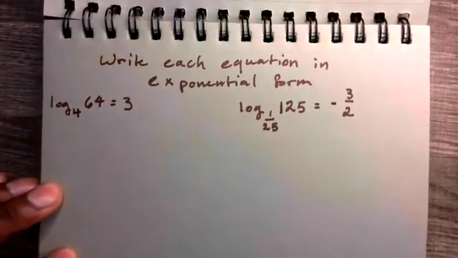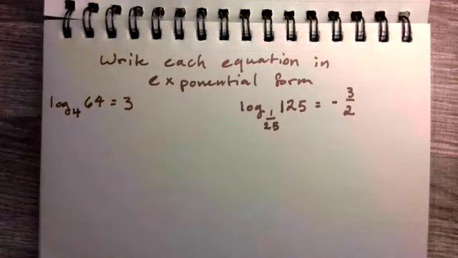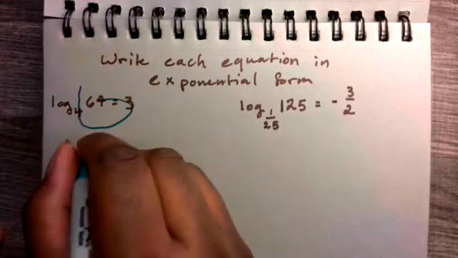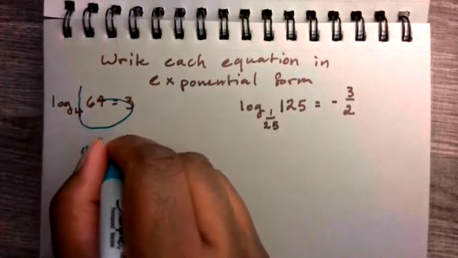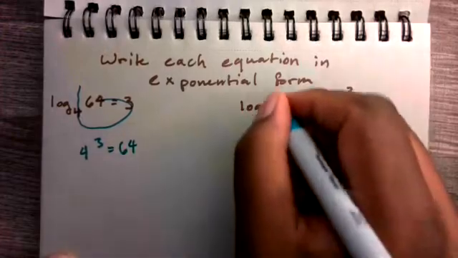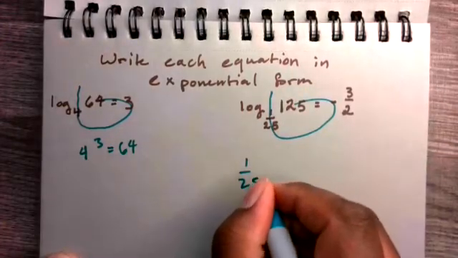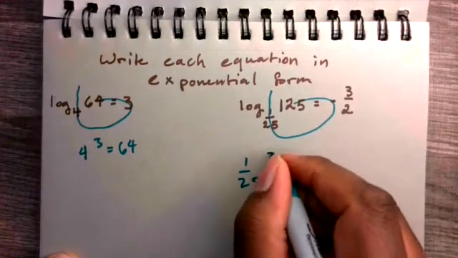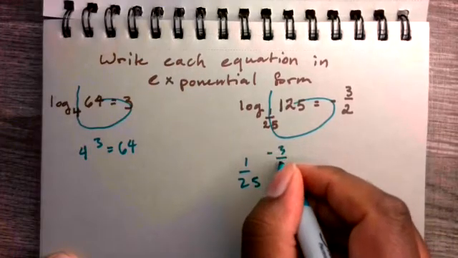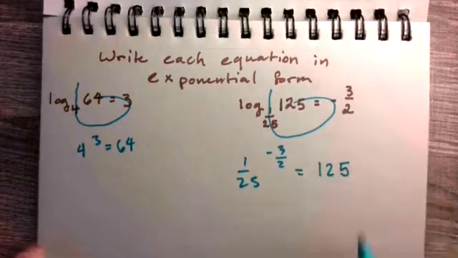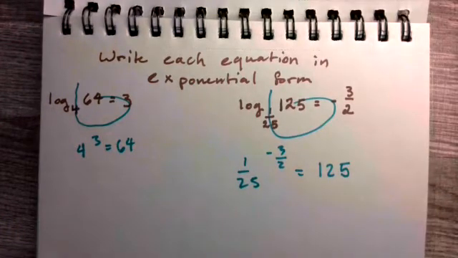All right, we can of course do this backwards. In other words, if we're given a logarithm, we can turn it into an exponential. So once again, using our little method, we got 4 to the third equals 64, or in this case, 1/25 to the negative 3/2 equals 125. Okay, so it works either way, right?